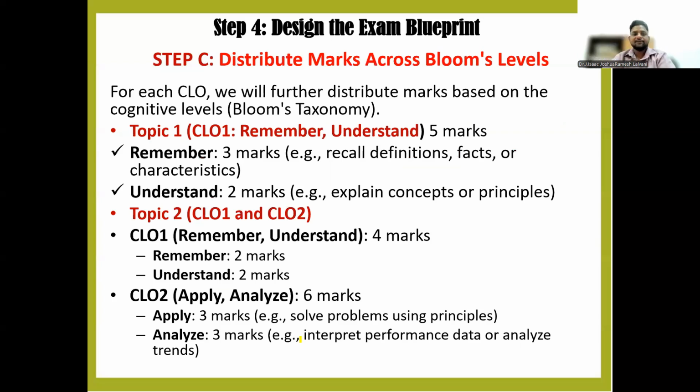Okay, here you can see the distribution of marks across the different Bloom's levels. Topic wise, we have just distributed in the previous step. The first topic has 5 marks and the second topic will have 10 marks. Again, topic 1, CLO1, comes under the Bloom's level of remember and understand. Totally we have the option of distributing 5 marks.